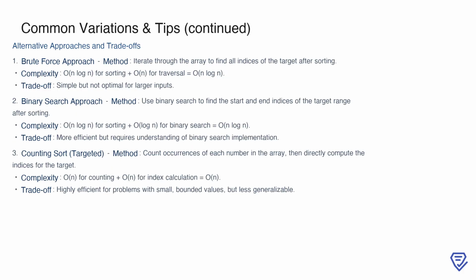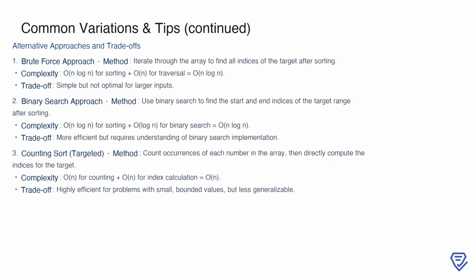There are several alternative approaches to solving this problem, each with its own trade-offs. The brute force method involves iterating through the array to find all the indices of the target after sorting. While this approach is simple and intuitive, its time complexity is O(n log n) for sorting and O(n) for traversal, making it less efficient for larger inputs. A more efficient option is the binary search approach, which uses binary search to locate the start and end indices of the target range after sorting. This method has the same O(n log n) sorting complexity but reduces the search time to O(log n). However, it requires a solid understanding of binary search implementation.